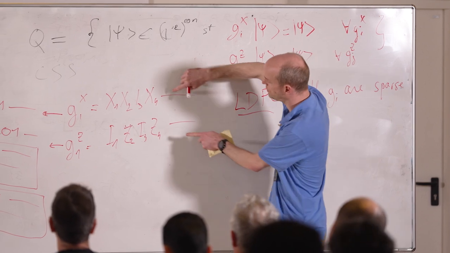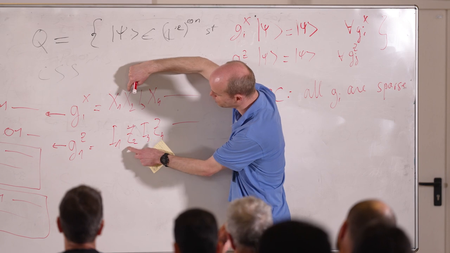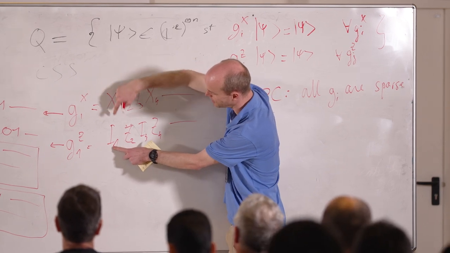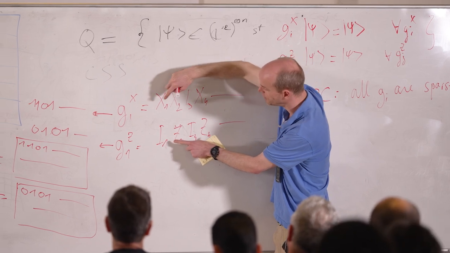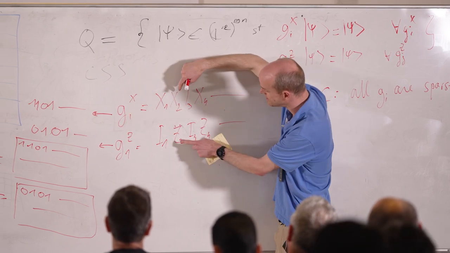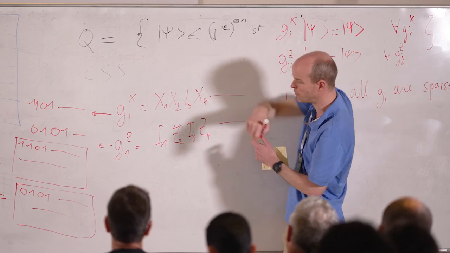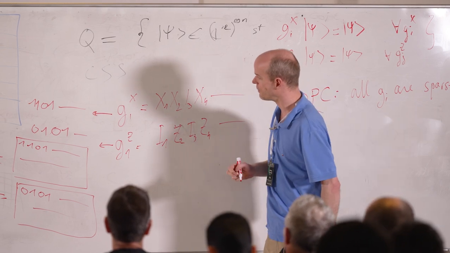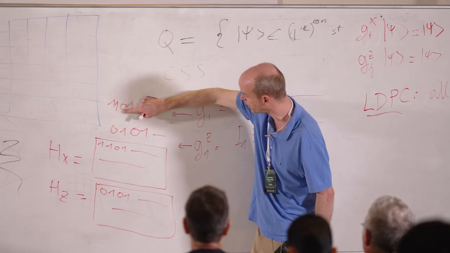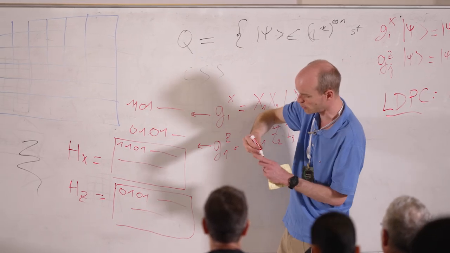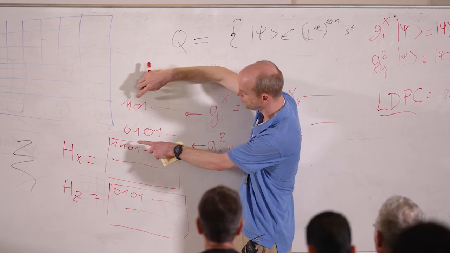For two operators to commute, on each qubit they can commute if there's an X and an identity, but whenever there's an X and a Z, they anti-commute. So what you need for these two operators to commute globally is that they anti-commute on an even number of positions. Basically, this means that these two bit strings should be orthogonal. If you take their dot product, mod 2 over F2, it should be zero.